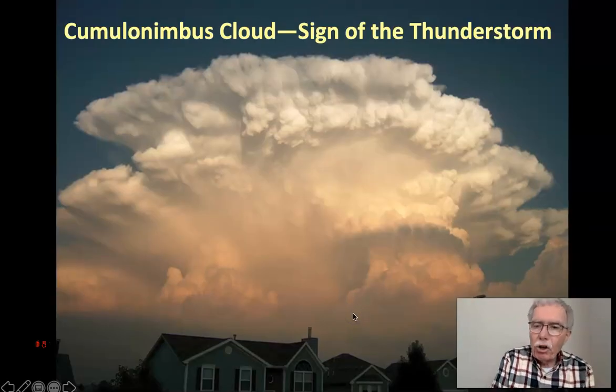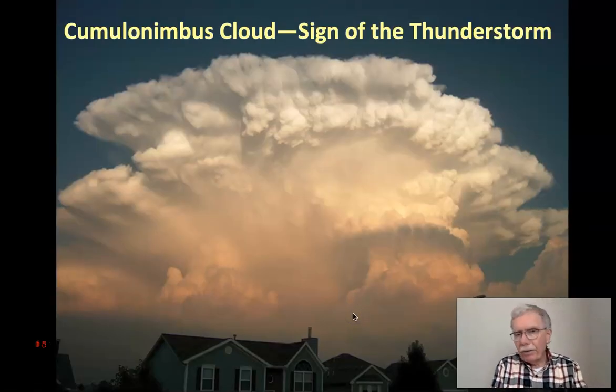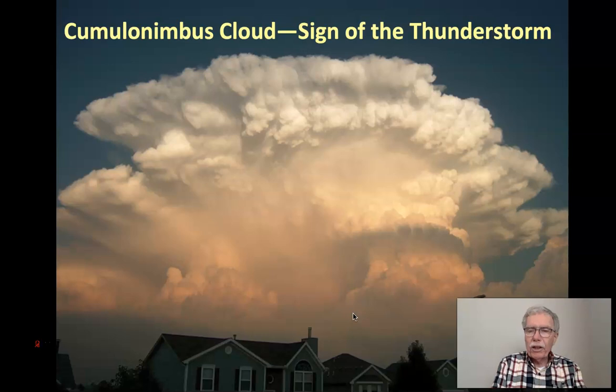Well, here is a cumulonimbus cloud. You know about them from our session on clouds. The biggest cloud goes all the way to the tropopause, and you can see where the tropopause is, where the cloud spreads out like an anvil at the top. That's where the tropopause is.